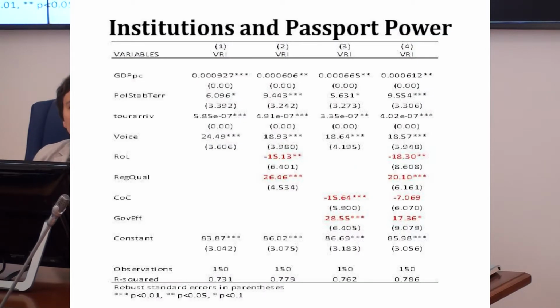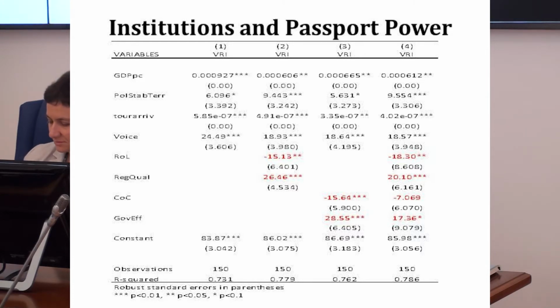But what if we try to explain these variations of passport power by, for simplicity's sake, institutions, let's leave aside social capital? We see the same results. We see that the rule of law, surprisingly, makes your passport less powerful, but regulatory quality makes it more powerful. Quality of governance, corruption prevention, I should say, less powerful. Government effectiveness, more powerful.